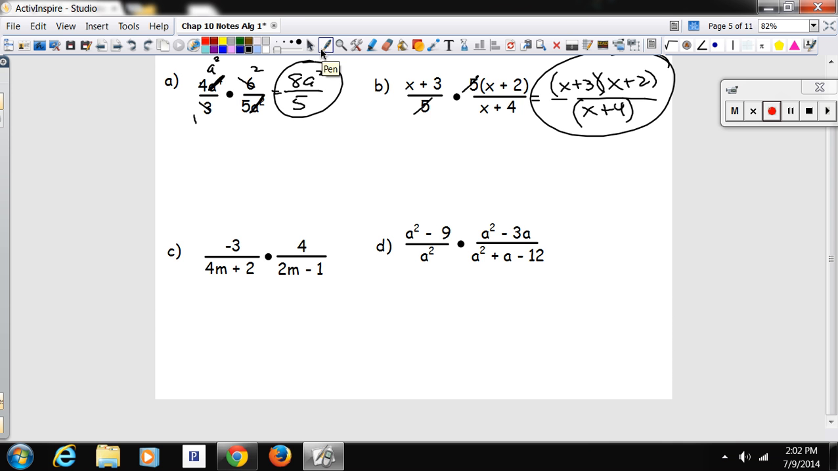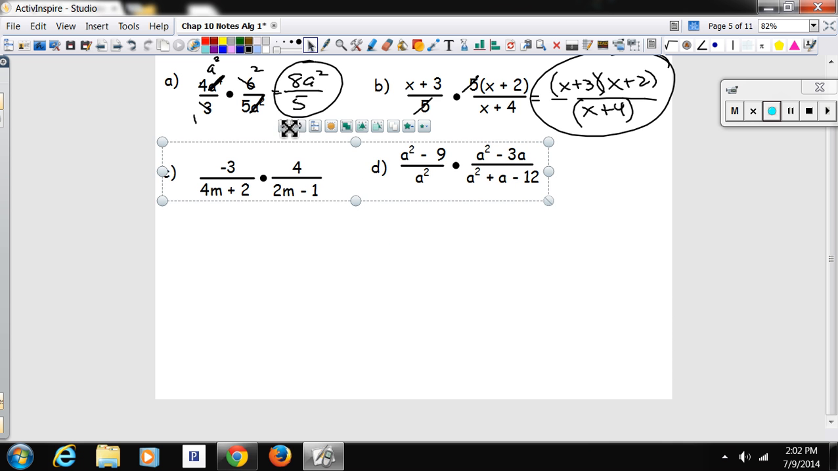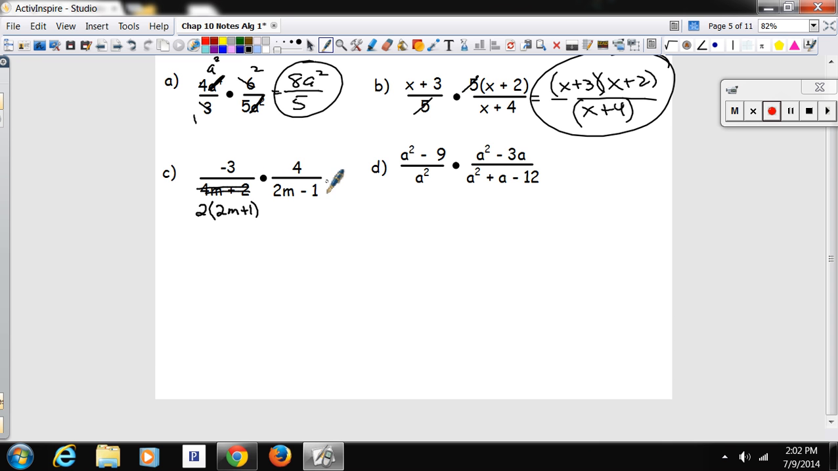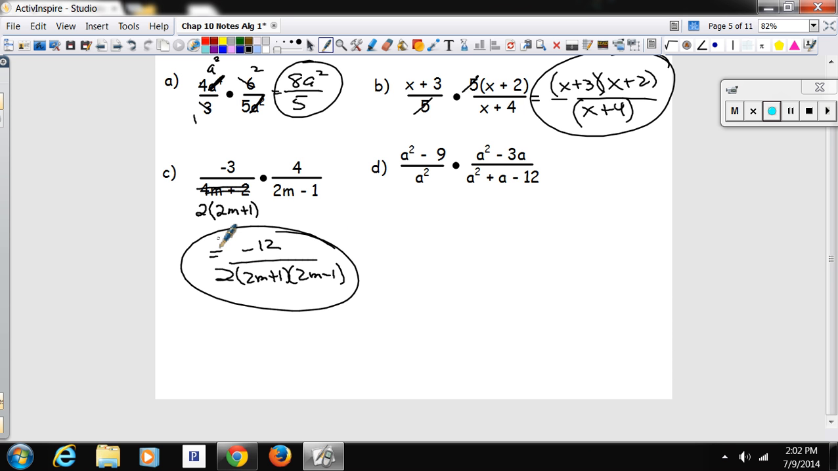Letter C. We could take out a GCF down here, take out a 2, make it 2m plus 1. Cross that out. So there's nothing else to reduce. So multiply across, you're going to get negative 12 over 2m plus 1, and 2m minus 1. Of course, you could do FOIL, but you're not asked to. You could just leave it. Leave it with parentheses.